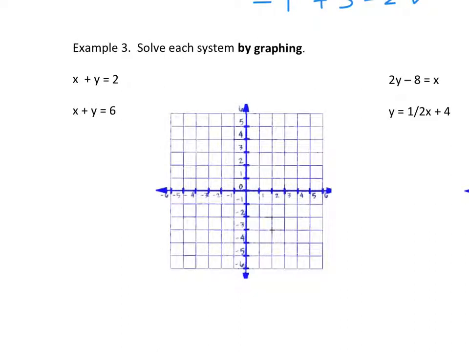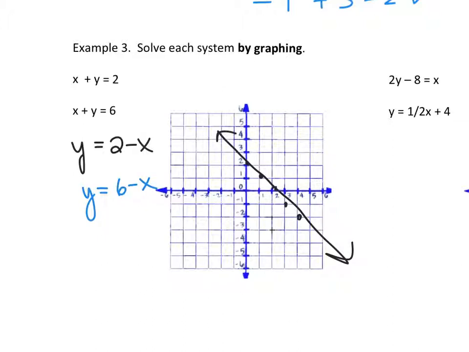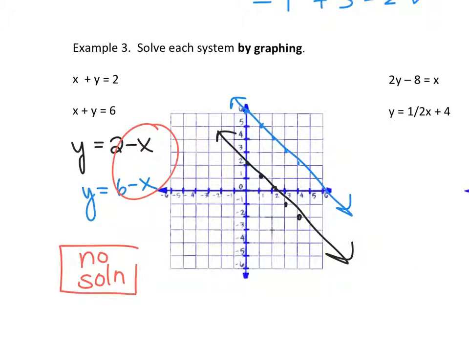So this next one is going to be y equals 2 minus x. I'm going to start at 2 and go down 1, right 1. And then the second line is going to be y equals 6 minus x. So start at 6, go down 1, right 1. In this case, there's no intersection point. The reason they're not intersecting is because these lines have the same slope. So this would be no solution. These lines are parallel, so no solution.